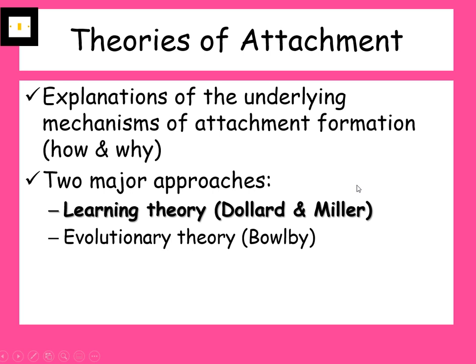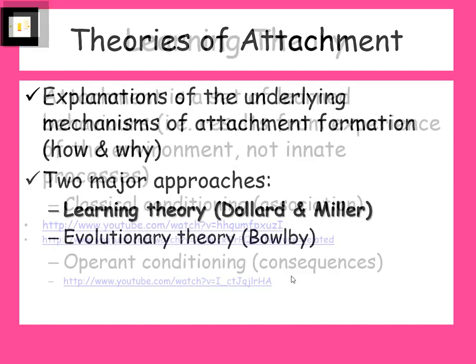So there are two major approaches basically to explain attachment. Now there are obviously lots of different theories, but there are two that are named here. So we're looking at how and why an attachment forms. So mainly why. The first of the two approaches is learning theory by Dollard and Miller, although you don't necessarily have to quote them, but they're probably the first people who applied it to attachment. We're then going to move on to evolutionary theory by Bowlby, which we are going to spend more time on because I don't think you've looked at evolutionary theory yet. And hopefully I'll be able to teach that to you face to face next week.